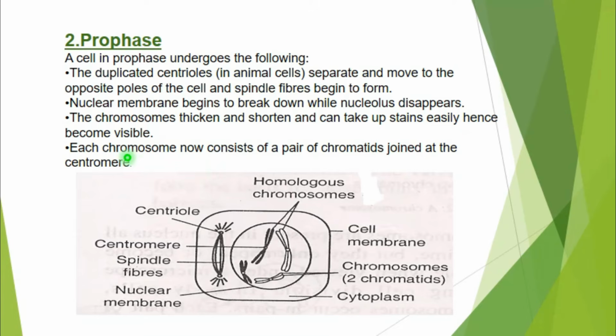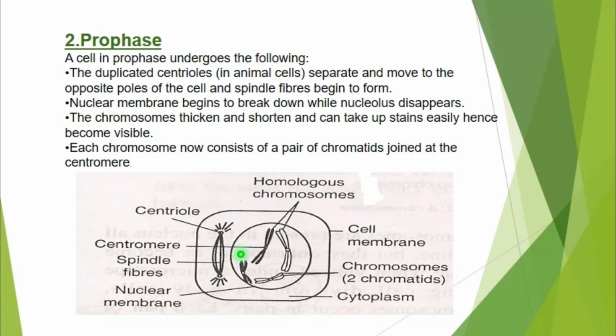And then the other activity that occurs in a prophase stage is that each chromosome now consists of a pair of chromatids joined at the centromere. Remember we said that chromosomes occur in pairs, and these pairs are joined at a point called centromere, whereby one of the pair we call a chromatid. So this is now an illustration of a cell during a prophase stage.